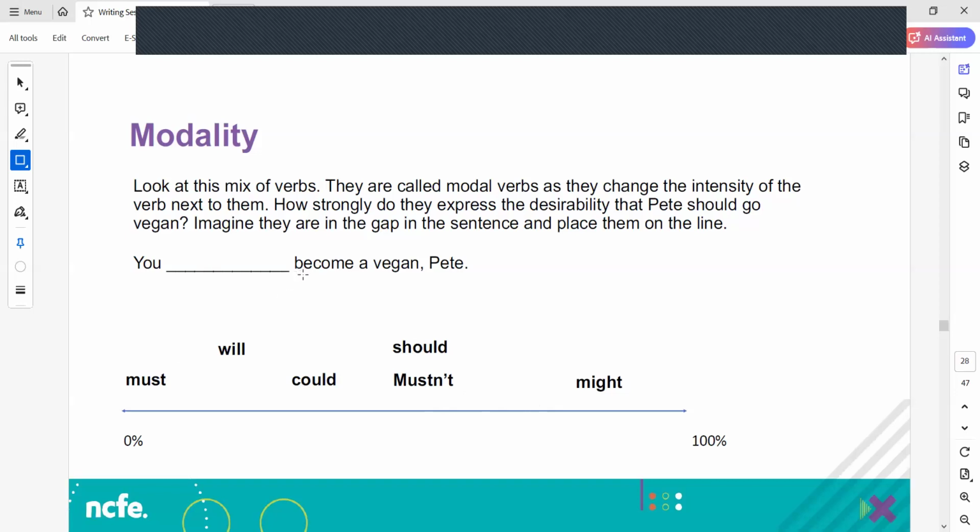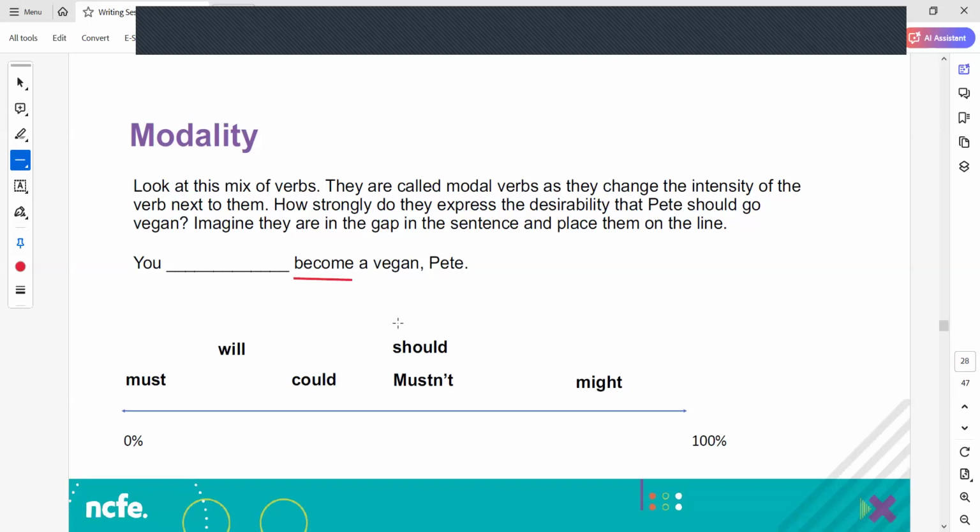We could put any of those words in this sentence. The one we choose will change the intensity of this verb here, become. Okay.